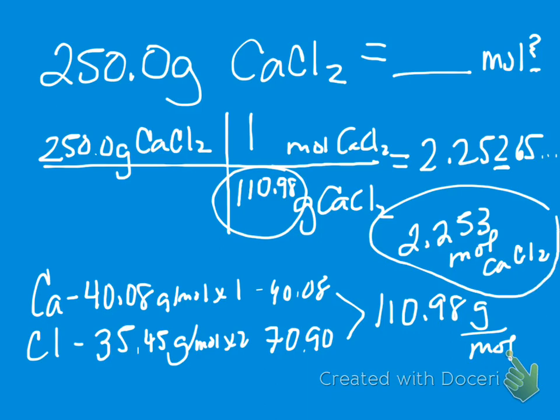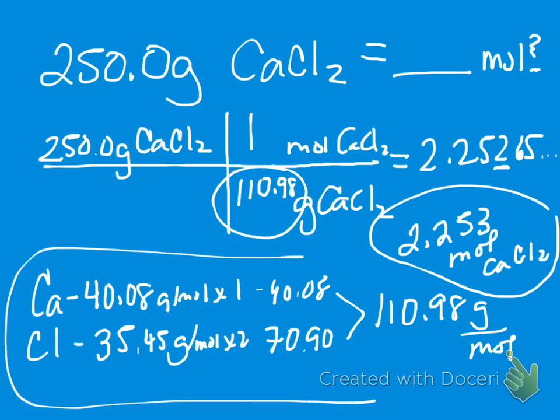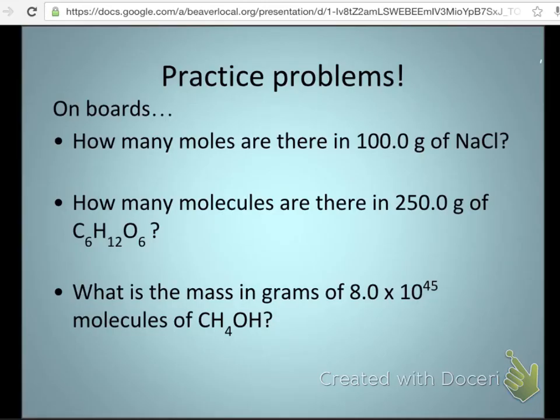Not significantly different than the compositional stoichiometry that you've already done. The only difference is that now you need to do this step: you need to add up the formula mass. So pretty easy, really. We did how many moles were in a set number of grams. We could do how many molecules are in a set number of grams, or the mass of a given number of molecules. I'm going to leave you to practice those in your homework on your own.